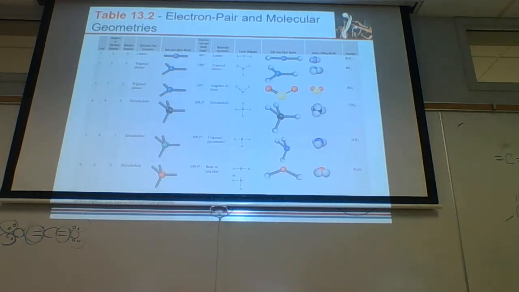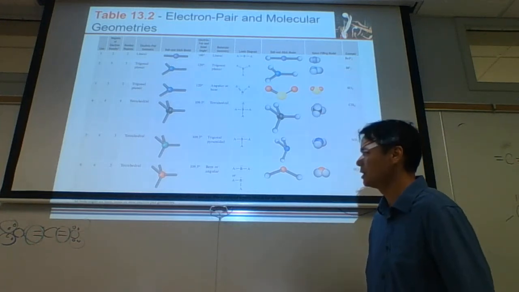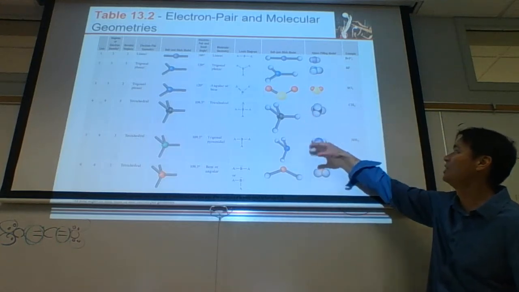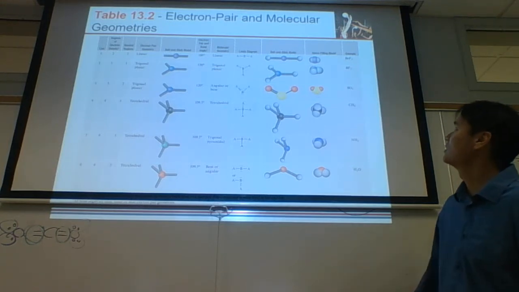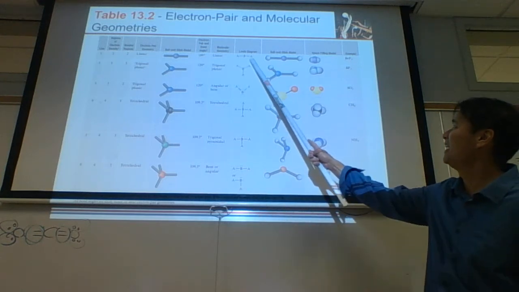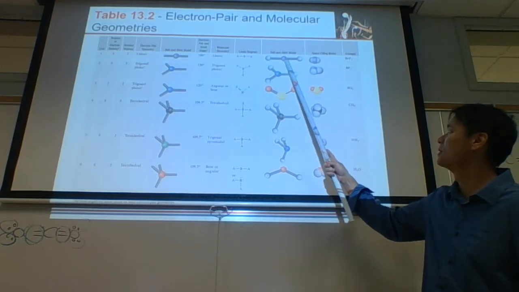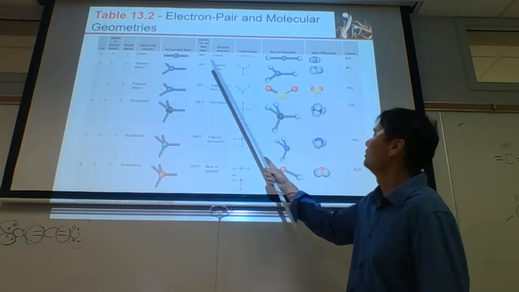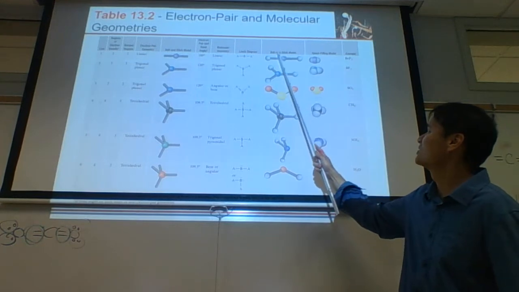Those are the EPGs, but we're not interested in the EPGs ultimately. We need the EPGs to help us figure out the geometry, but what we're interested in is the MG. The MG is the molecular geometry. And so let's take a look at this one, this ABA. This ABA molecule has no lone pairs, just two groups. Those two groups are going to orient 180 apart from each other. And so the EPG just looks at the groups. The MG looks at the atoms.